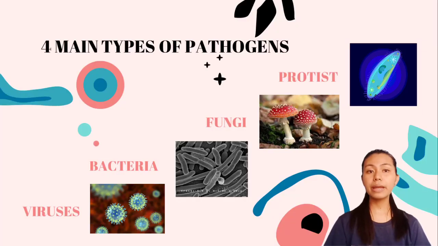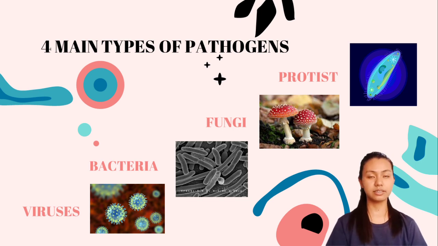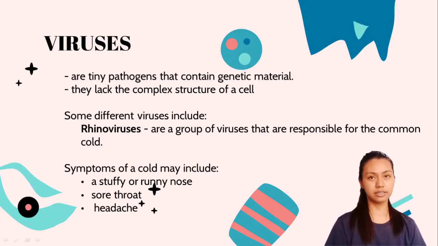So there are four main types of pathogens that cause infection. These are the viruses, bacteria, fungi, and protists. So first is the viruses. Viruses are tiny pathogens that contain genetic material. It is either DNA or RNA that's surrounded by a protein coat and replicates only inside the living cells of an organism. Unlike other pathogens, they lack the complex structure of the cell.